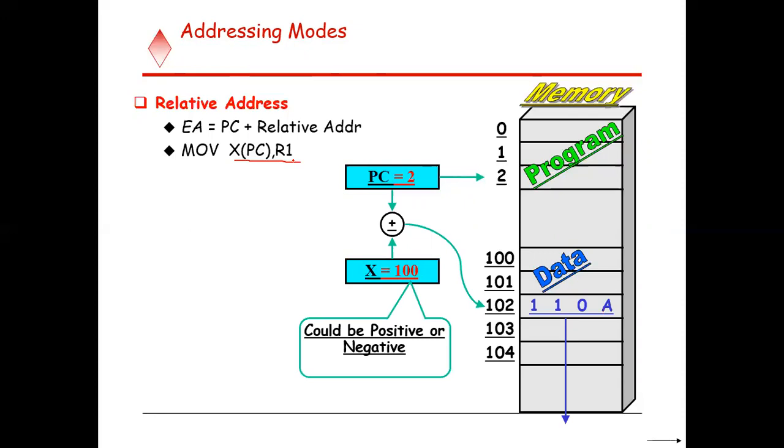One more thing: in the relative addressing mode, we can use it even for branching. Assume the program counter is at memory location 200 and you want to access 102. You can keep any value, positive or negative. If the program counter is 200 and you want to access 102, you should reduce by 98. So X can hold minus 98, so that the program counter can access address 102. That is the speciality of relative addressing mode.